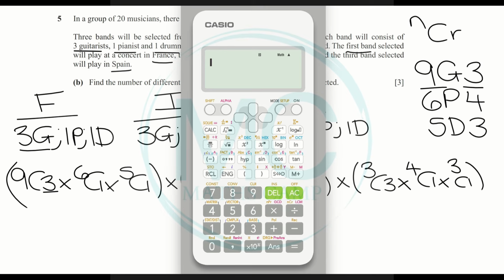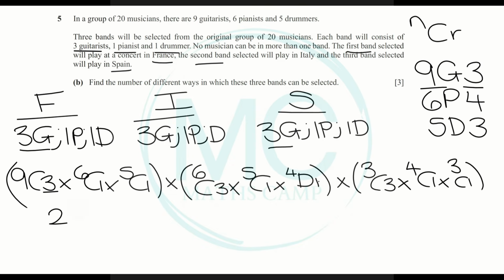Let's start with France. I have 9C3 multiplied by 6C1 multiplied by 5C1 gives me 2,520. We are multiplying these selections together. So let's multiply over here.